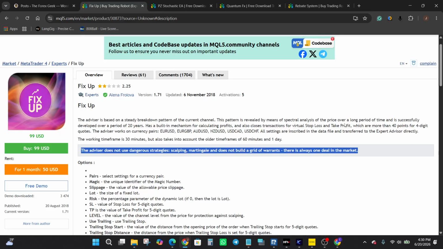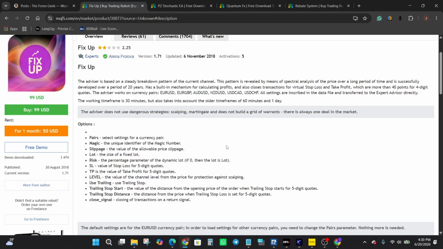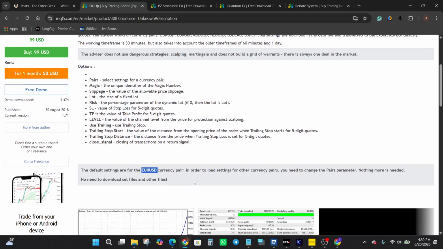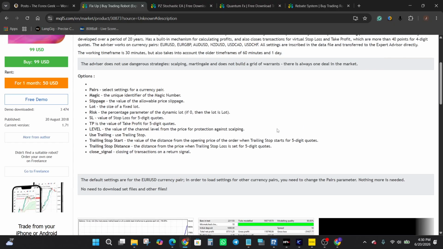Moving into the settings section, the first parameter allows traders to select the currency pair configuration directly within the EA. The developer notes that the default setup is designed for Euro USD. Switching to another supported pair only requires changing the pair selection parameter without needing additional set files. The EA also includes options for fixed lot sizing or dynamic lot sizing through a risk percentage setting. This gives traders flexibility in determining how position sizes are calculated based on their own preferences and account management approach.